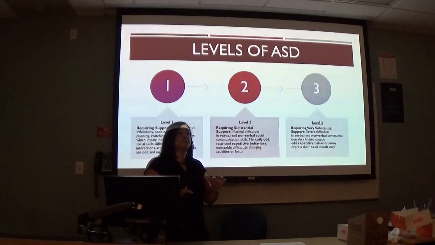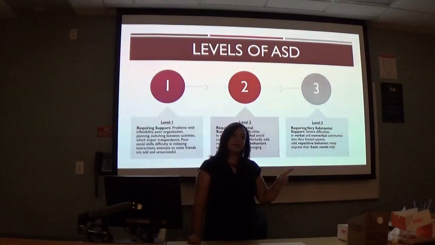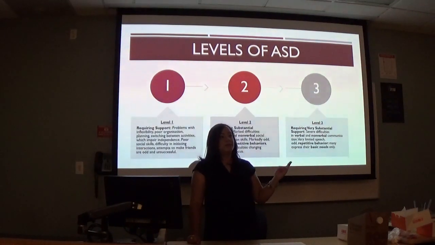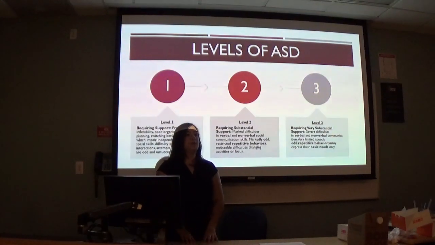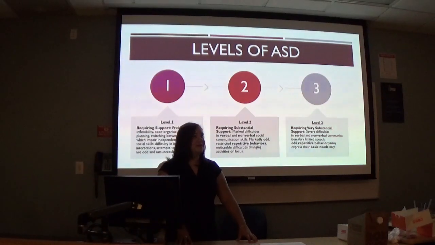And just to give you guys perspective, there's 3 different levels. Level 1 is what's considered mildly impacted. Level 2, moderately impacted. And then level 3, severely impacted. What I tend to find is most people want to categorize immediately upon diagnosis. It's not really fair to do that, in the absence of therapy and treatment.